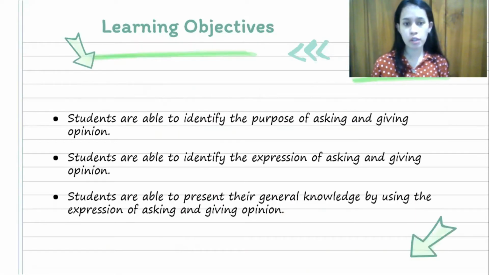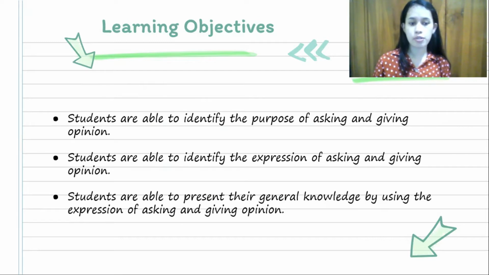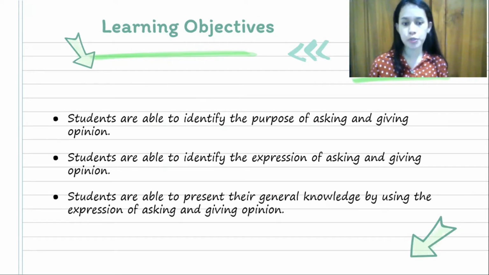And here are the learning objectives that students are expected to achieve in the learning process. The first learning objective is students are expected to be able to identify the purpose of asking and giving opinion. The second is students are expected to be able to identify the expressions of asking and giving opinion. And the last is students are expected to be able to present their general knowledge by using the expressions of asking and giving opinion.